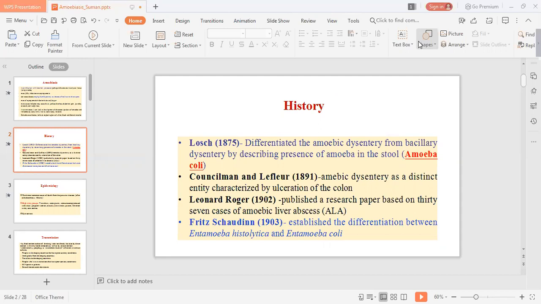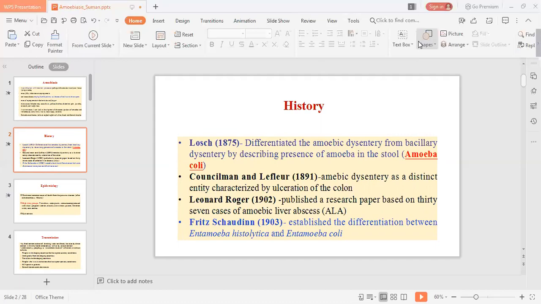It dates back to 1875, when Lösch differentiated amoebic dysentery from bacterial dysentery, which is known as bacillary dysentery, caused by Shigella, E. coli, enterotoxigenic or enteropathogenic E. coli. So Lösch identified that a particular organism that is not at all of bacterial origin is actually responsible for this dysentery. That is why he termed it amoebic dysentery and termed this pathogen Amoeba coli.